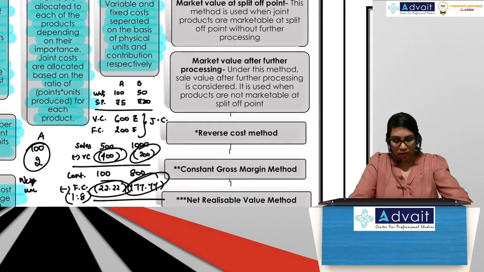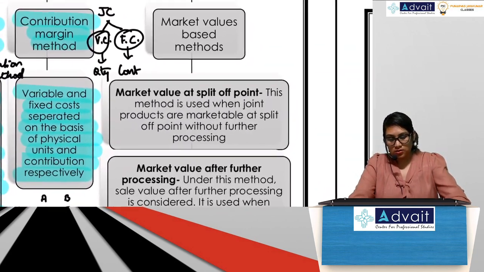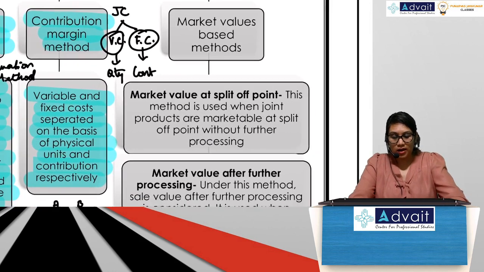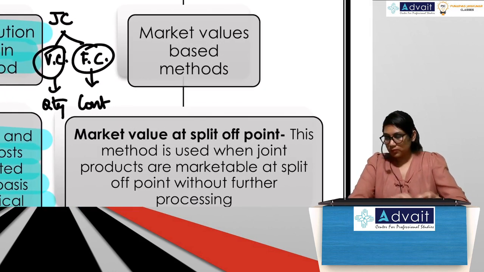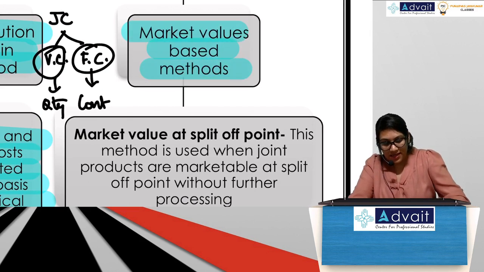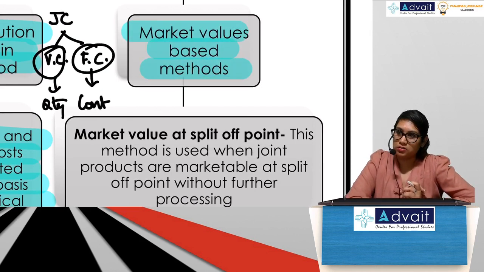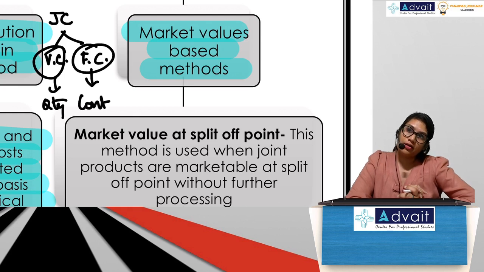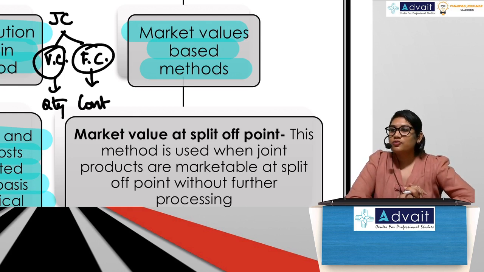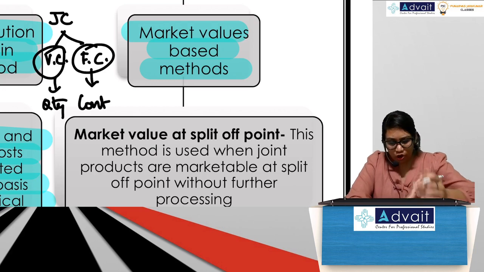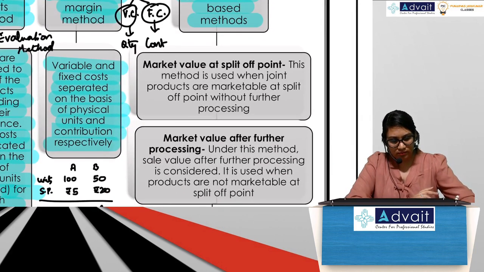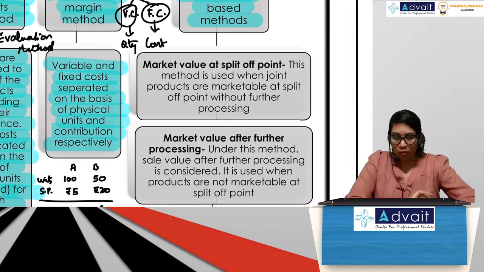Now, coming to other methods. First one. These are market value based methods. Under these methods, we won't do everything today, because if I do everything today, it will all go above your head. You will actually take the meaning of overheads literally. So I don't want that to happen. So we'll only do two easy methods.